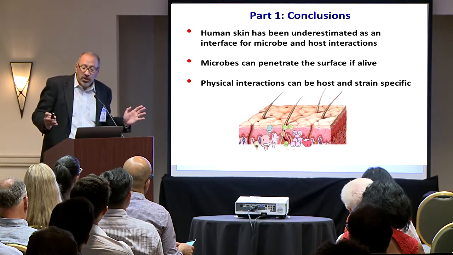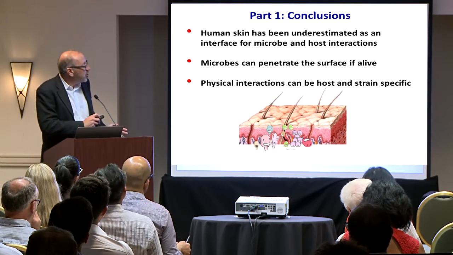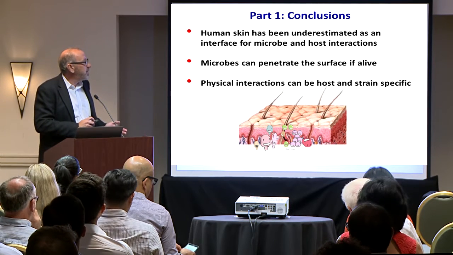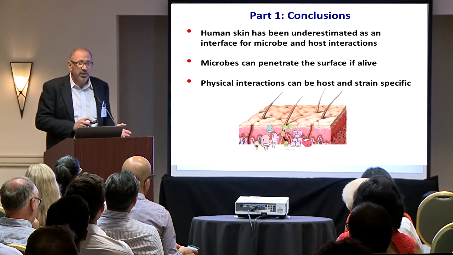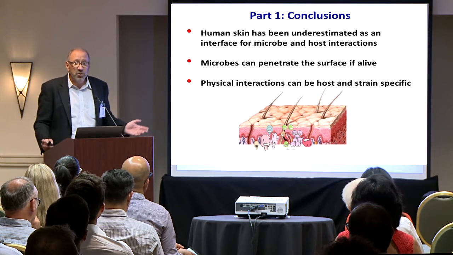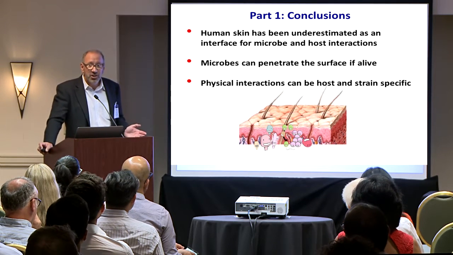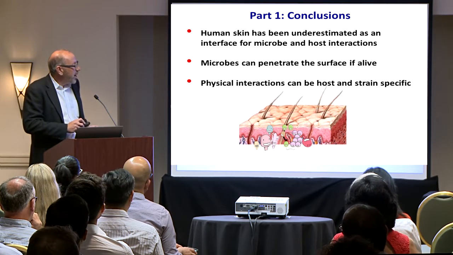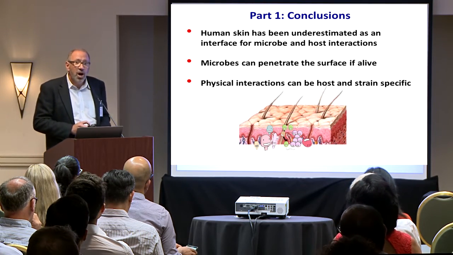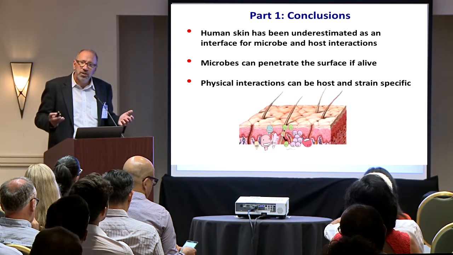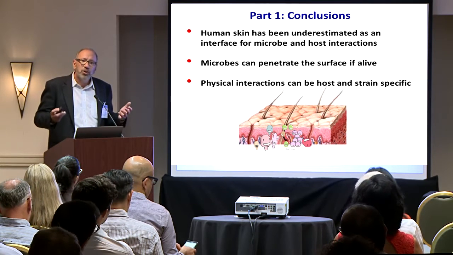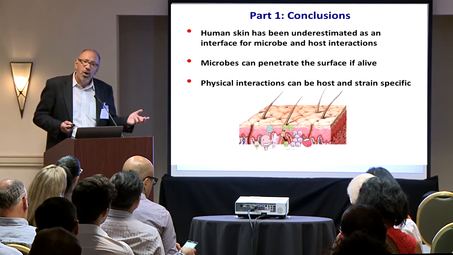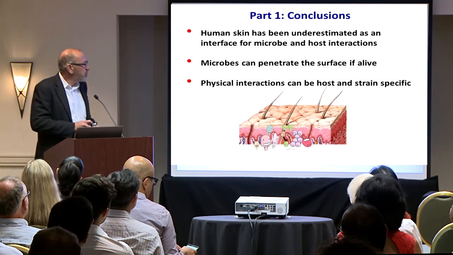So in part 1 of my talk, the conclusions are, first of all, I think the skin has been grossly underestimated as an interface for microbes and host interactions. And in terms of the surface area, this was an underestimation we were making even ourselves until the light bulb lit up a couple weeks ago. Microbes can penetrate the surface if they're alive, making this a rational discussion to say how microbes could be affecting human health if the live cells that need to detect them are protected by a stratum corneum across the surface.